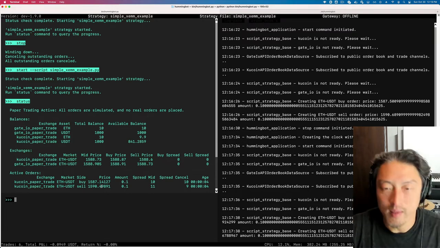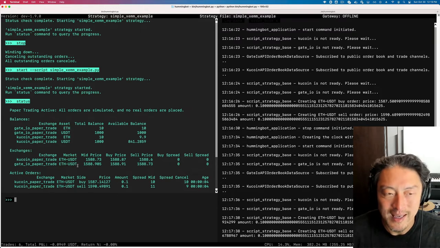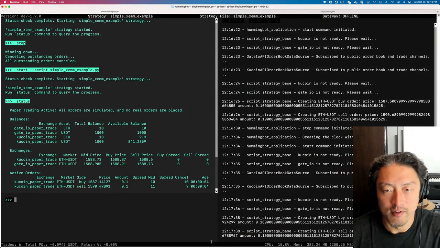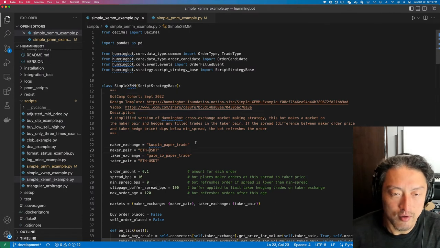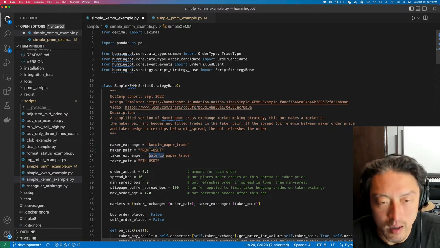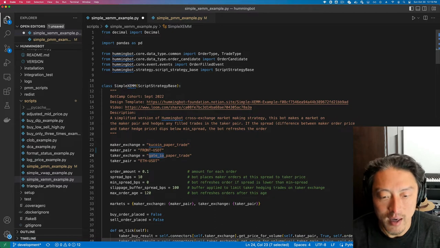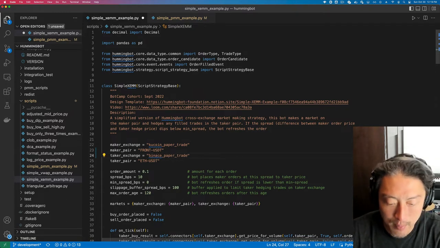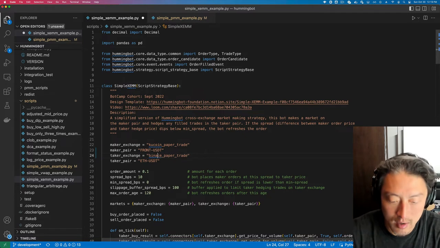The way that people use this with Hummingbot is not so much on the ETH USDT markets, but more on the smaller exchange markets on the miner platform. For example, you may want to go into, let's say, KuCoin and market make on the FRONT USDT pair, which is one of the most active Hummingbot miner markets that provides liquidity rewards to people who are market making for it. And instead, you would hedge on the Binance paper trade market for that same asset.